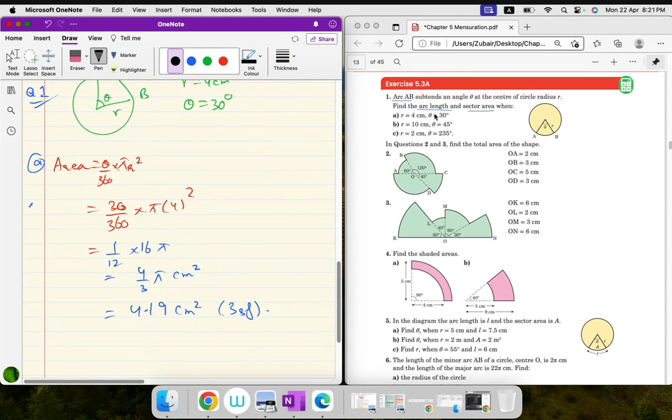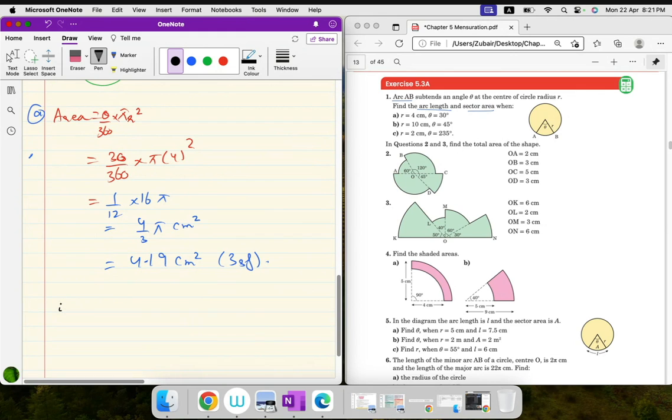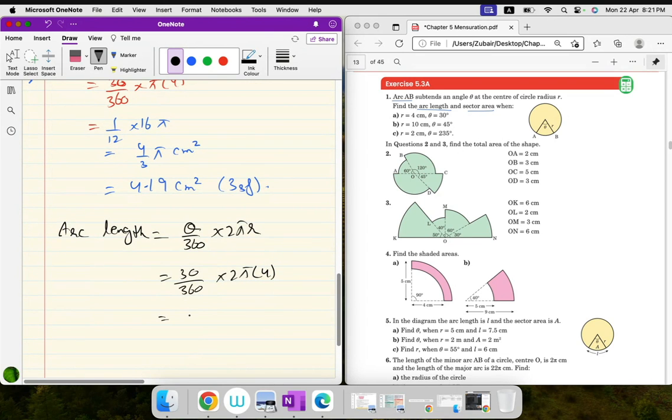For part A, we are now doing arc length. Arc length is angle out of 360 into 2 pi r, where the angle is 30, so 30 by 360 into 2 into pi, and the radius is 4. I'm using the calculator straight away. The answer is 2 by 3 pi, or 2.09 centimeters.